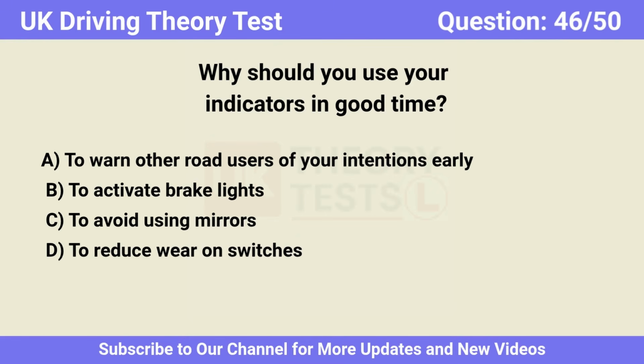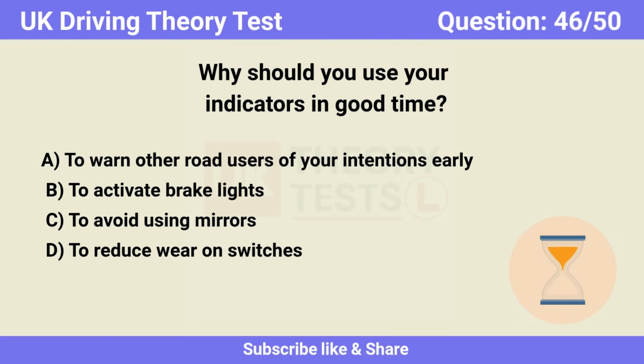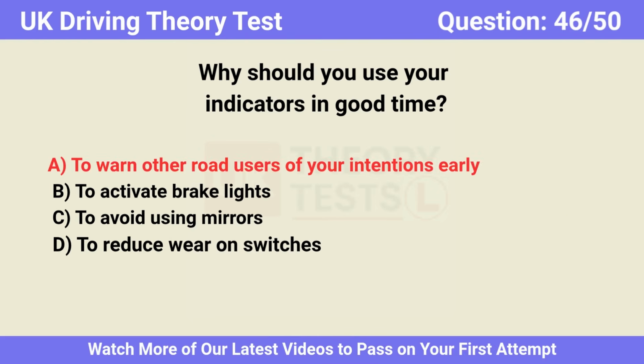Why should you use your indicators in good time? A. To warn other road users of your intentions early. B. To activate brake lights. C. To avoid using mirrors. D. To reduce wear on switches. Correct option is A. To warn other road users of your intentions early.